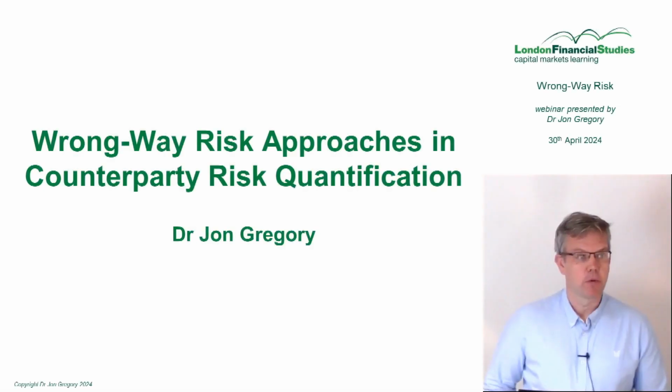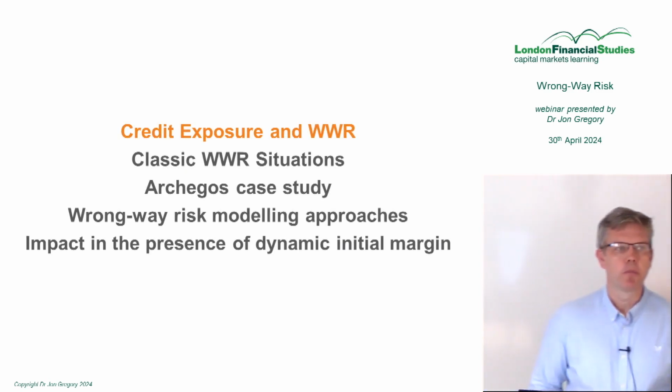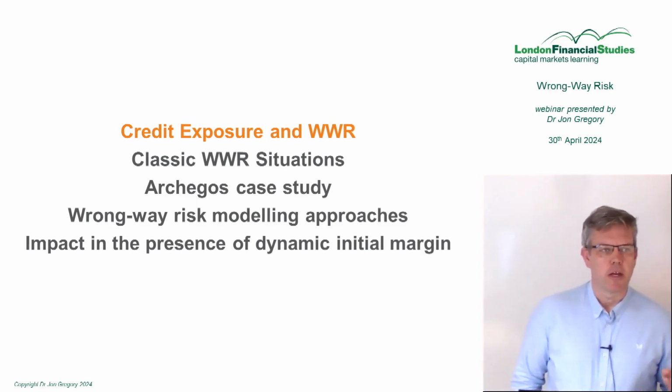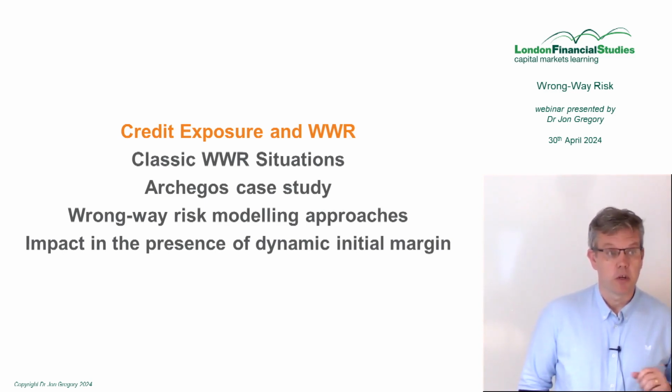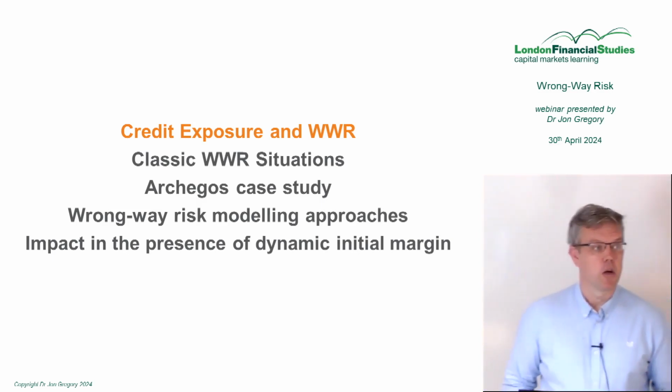The topic we're going to discuss today is specifically wrong-way risk and methods of quantifying it within the world of counterparty risk. So this is roughly what I'm going to go through. Start with a few definitions and motivations and thinking about classic wrong-way risk type situations. We'll look at a relatively recent example where we could argue that wrong-way risk played a role, which is the default of Archegos.